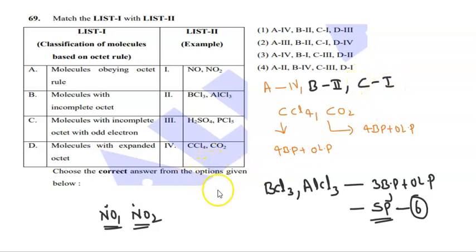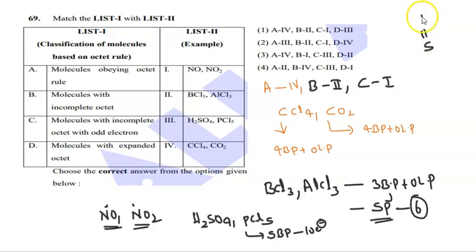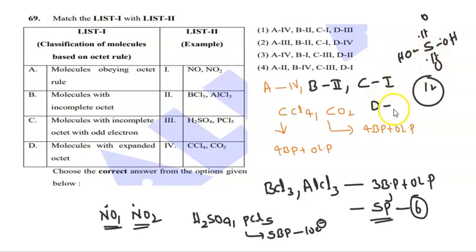Molecules with expanded octet, sometimes also called a superoctet. So if I am going to take H2SO4 and PCl5, phosphorus is having 5 bond pairs, 5 twos are 10 electrons here. H2SO4 also, if I am going to take S double bond O, single bond OH, single bond OH, 1, 2, 3, 4, 5, 6, so 12 electrons are there around the sulfur, which is also having expanded octet. So D is matched with 3 here. So A4, B2, C1, D3. Option 1 is the correct answer for the given question.